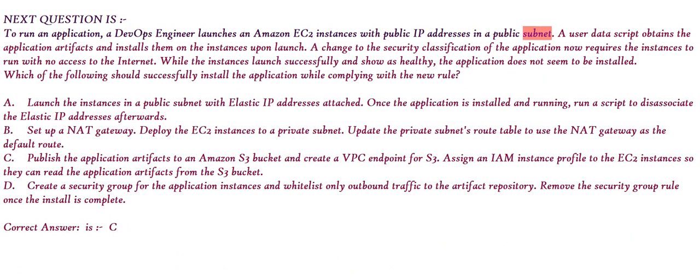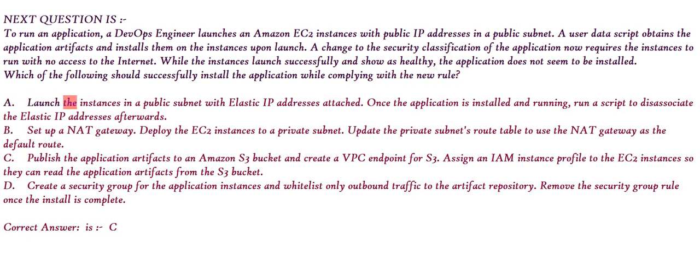Next question is: to run an application, a DevOps engineer launches Amazon EC2 instances with public IP addresses in a public subnet. A user data script obtains the application artifacts and installs them on the instances upon launch. A change to the security classification of the application now requires the instances to run with no access to the Internet. While the instances launch successfully and show as healthy, the application does not seem to be installed.